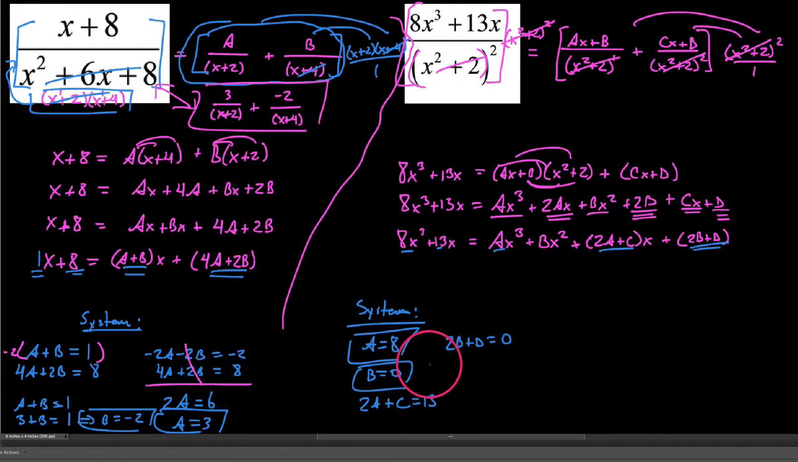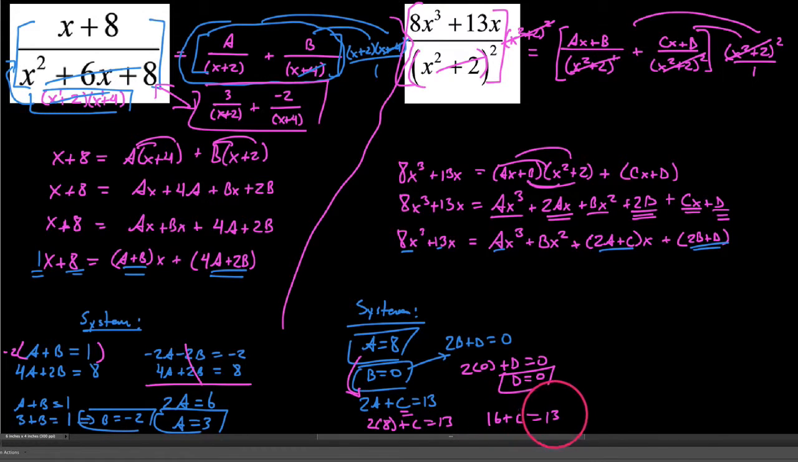So we get left with this, and I'll tell you what, if b is 0, then plugging that in here, we get left with 2 times 0 plus d equals 0, so d equals 0. So now we have a, b, and d. We just need c, and to find c, we can just plug a in down here. So we get left with 2 times 8 plus c equals 13, or that 16 plus c equals 13. So c has to be -3.